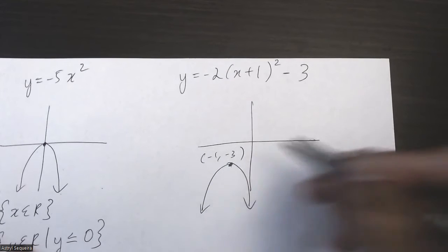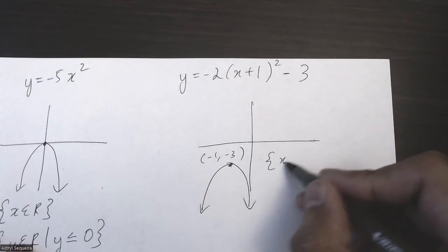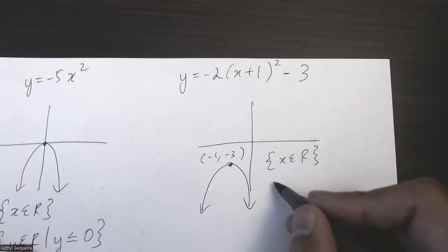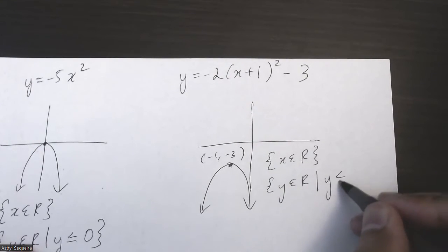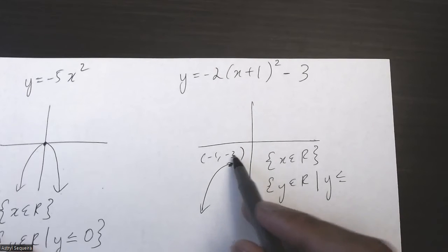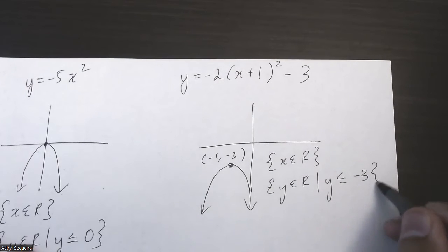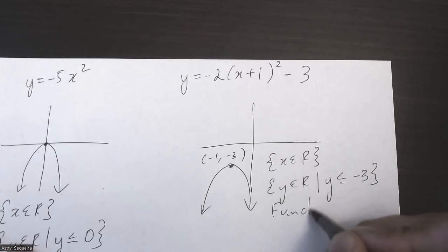Negative 1, negative 3. So my domain is all real numbers. That's true for all quadratic functions. My range, again, this one's opening down, so it's less than or equal to negative 3, my y value right there. And this is a function.